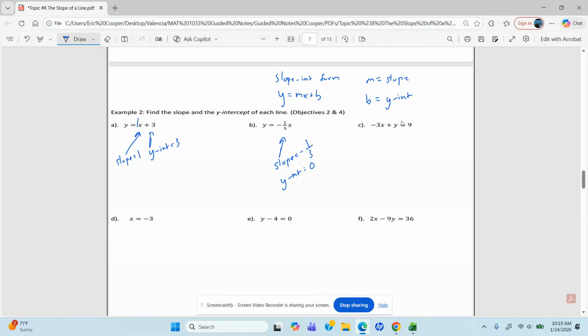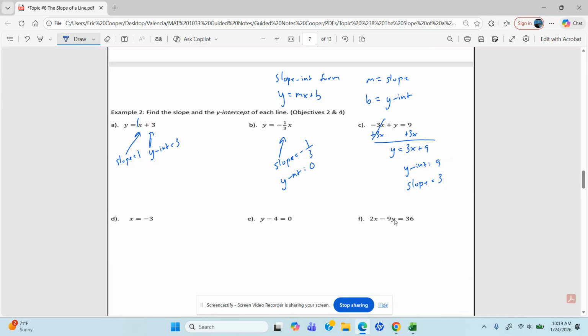For C, it's not solved in slope-intercept form, so we need to get it in slope-intercept form. We need to get y by itself. To do that, we'll go through and we'll add 3x to the other side. Y equals, and I'm going to put the 3x first, plus 9. And now this is in slope-intercept form, where I see the y-intercept is 9, and the slope is 3.